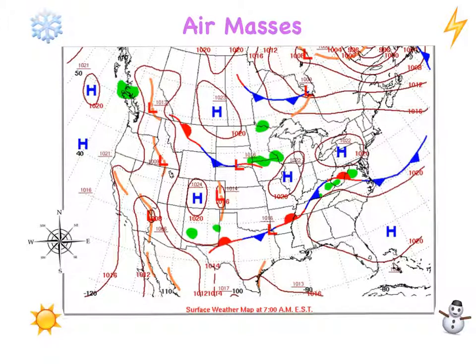Maritime polar air masses are formed by the Pacific Ocean and bring cool, humid air to the west coast. Continental polar air masses are formed in central and northern Canada and bring cold air to the central eastern U.S. Maritime tropical air masses are formed on the Pacific Ocean and bring warm, humid air to California and the west coast. Continental tropical air masses are formed south and bring hot, dry air to the southern plains.